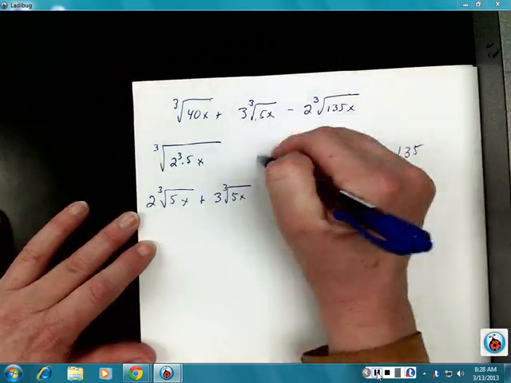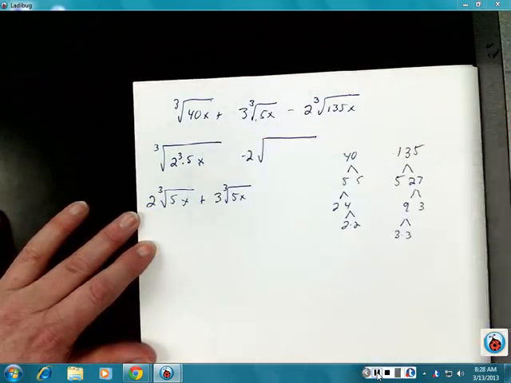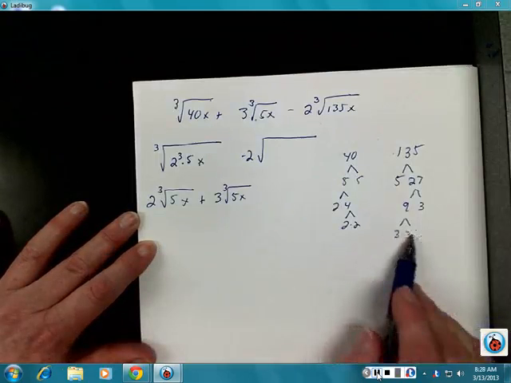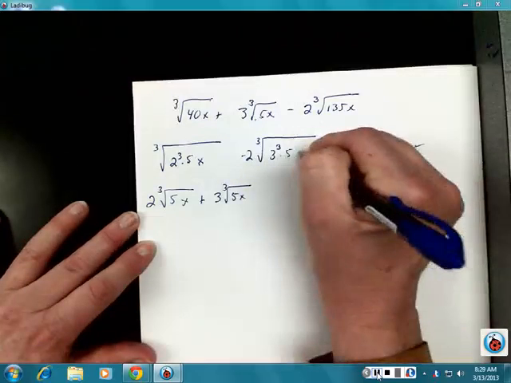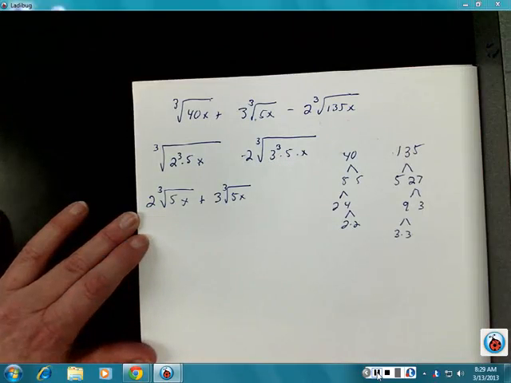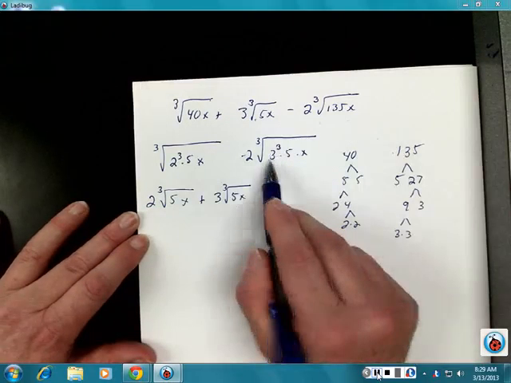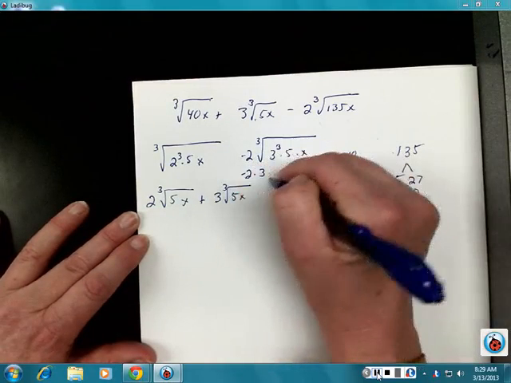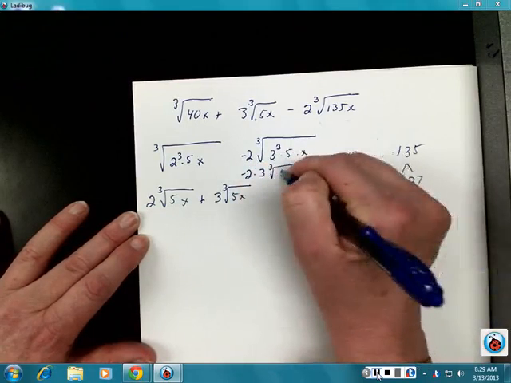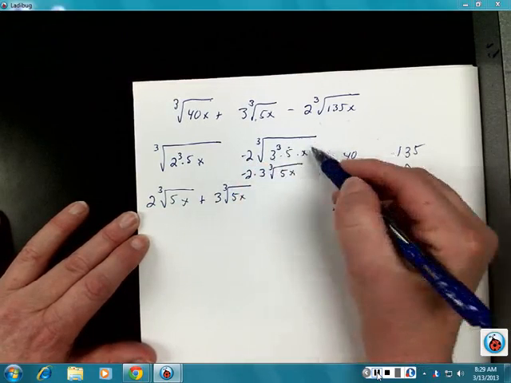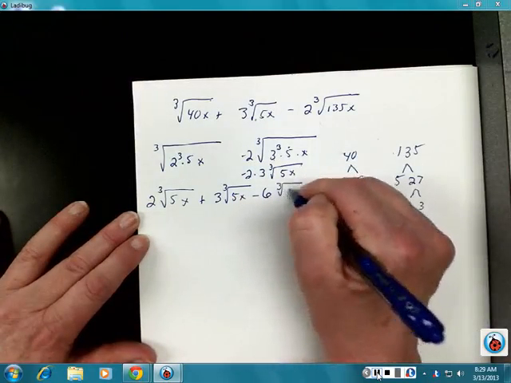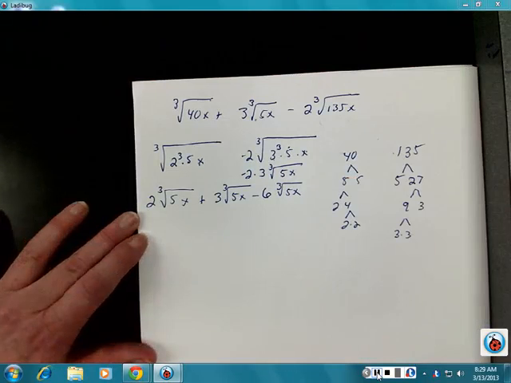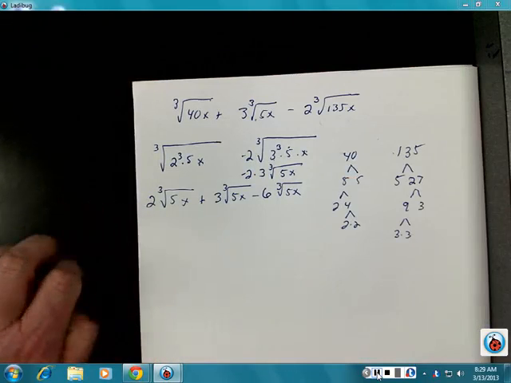So what do I have under here? I've got a negative 2 out in front. I have 1, 2, 3 3's. And I have a 5, and I have an x. So what can I yank out of that one? Pull out a 3. So I have a negative 2 times 3, the cube root of 5 I can't pull out, and x I can't pull out. So really I have a negative 6, the cube root of 5x. Yes or no? We good?